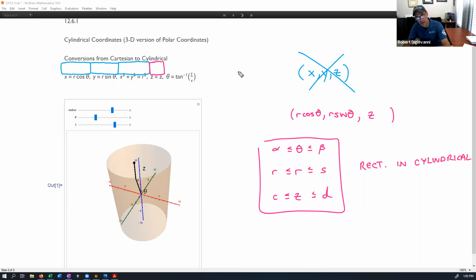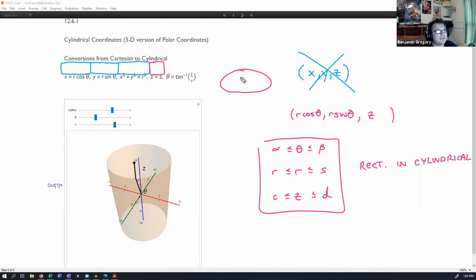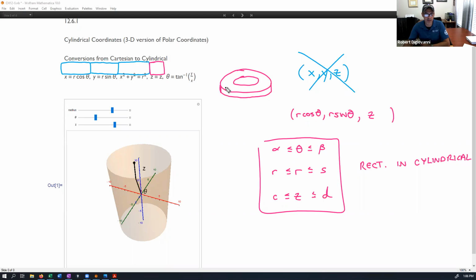Let me try and draw that. Here's what a washer would look like. Something like this, right? Okay, good. So I agree. This right here, you can see that the z values are stuck between two constants.